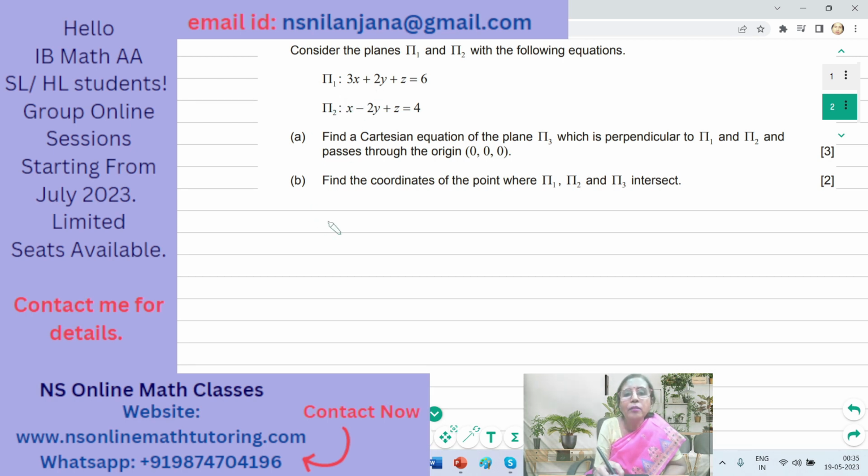So from pi 1, we know the normal to the first plane. The normal vector to the first plane is equal to 3, 2, and 1. We are just taking the coefficients. And the normal vector to plane 2 will have coefficients 1x, so it is 1, minus 2y, so it is minus 2, and 1z, so it is 1.